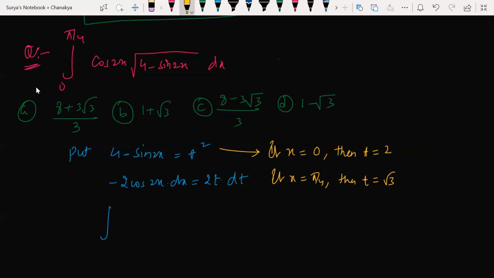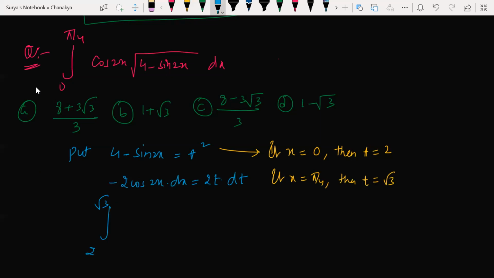So t value is root 3, like that. Check. Yes. Now the lower limit is 2 and the upper limit is root 3.